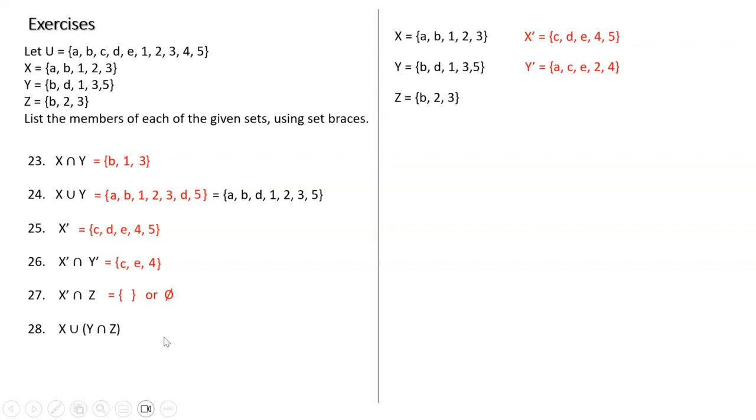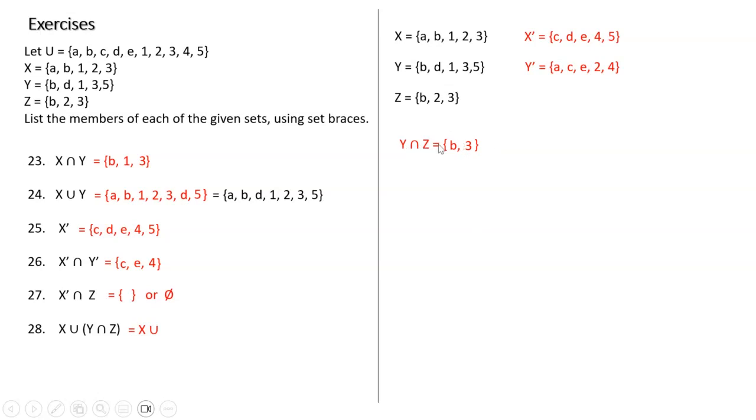Okay, now let's go to 28, which is the last one here. First we have to follow the order of operations, which is PEMDAS. So first we're going to do what Y and Z have in common, or Y intersect Z. So let's go up here on the right. There's my Y, there's my Z. So they have in common B, right? They're in both sets. And a 3. And that's it, right?